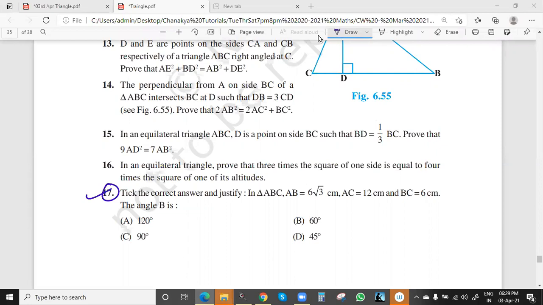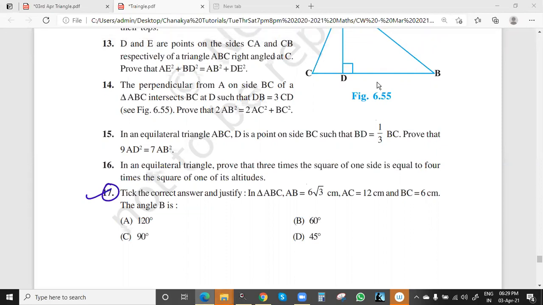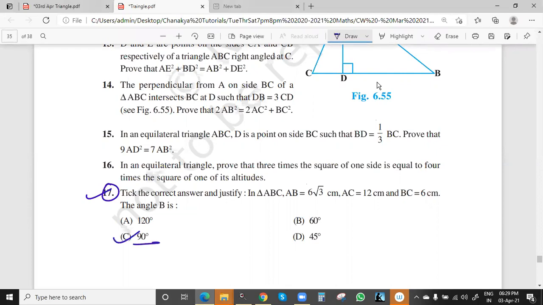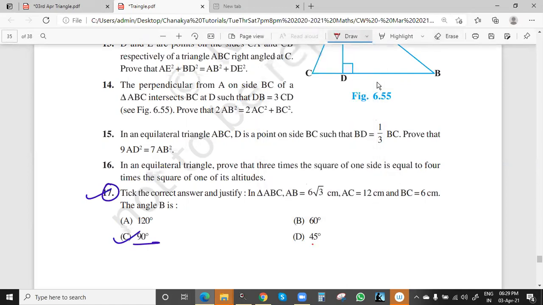What is the answer? Anyone got the answer? Sir, 90 degrees. 90 degrees. Okay, 90 degrees. Okay. See, the answer is correct. And here we can see, take the correct option.